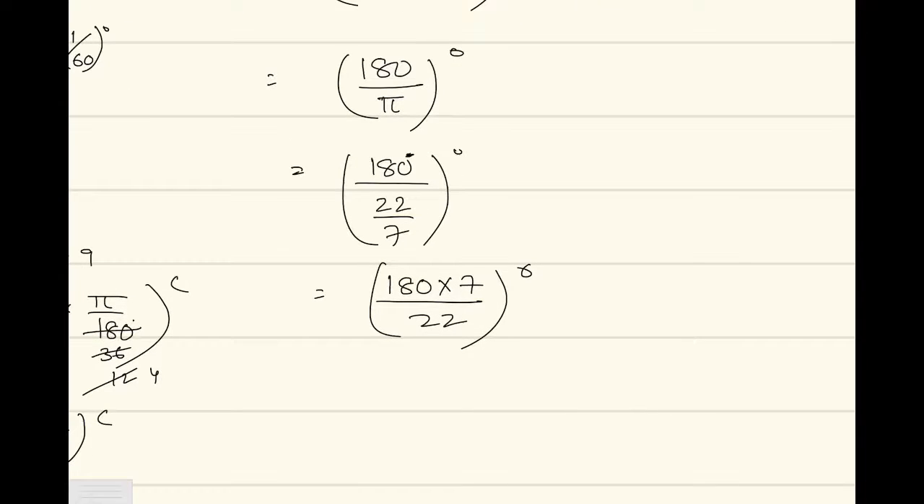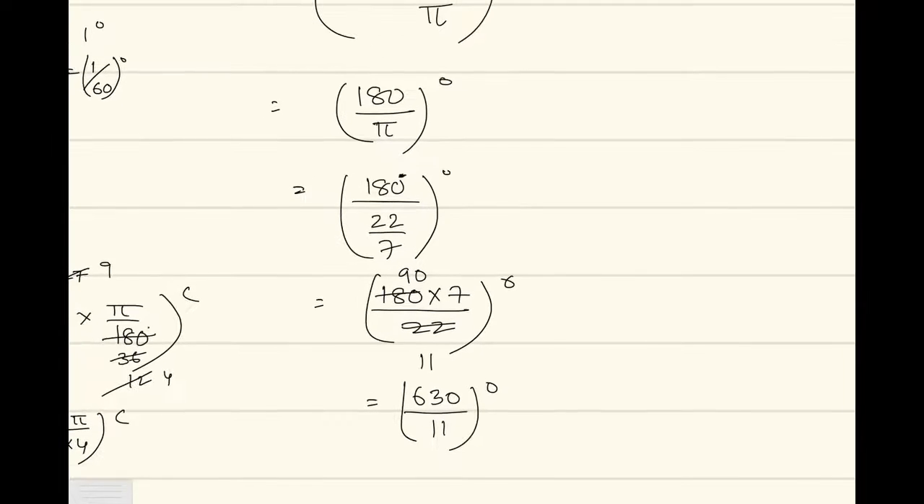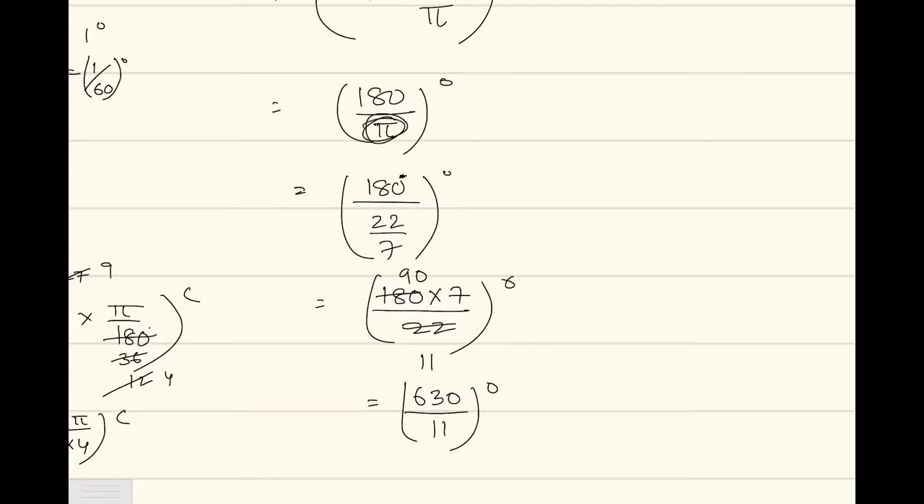Okay, let's cancel, you know, 22 and 180. I don't think it is cancelable furthermore, isn't it? Then multiply this. It will be how much? 7 into 90, multiply it. It will be 630 divided by 11 degrees. That is the value of 1 radian in degrees. But see, I have used the value of pi, 22 by 7. Don't forget that. Let me highlight it, 22 by 7.